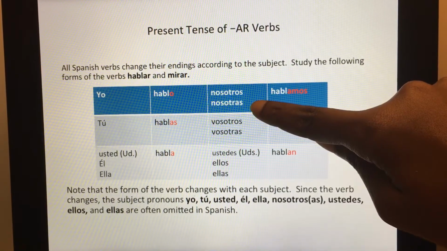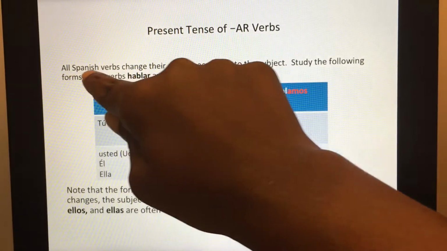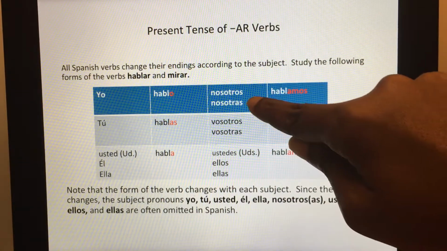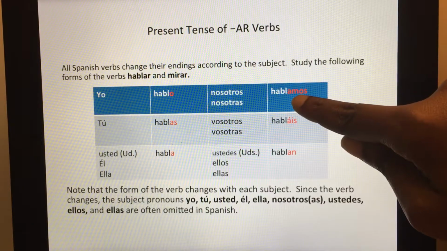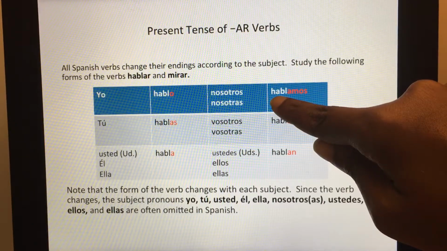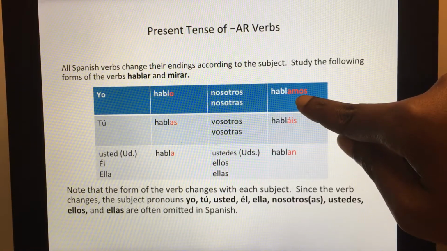Over here we have nosotros, nosotras. Hablamos. All Spanish verbs change their endings according to the subject. So now the subject is we. It's ending in amos, A-M-O-S. My stem is still the same because the action is talk. But who's talking? We are talking.